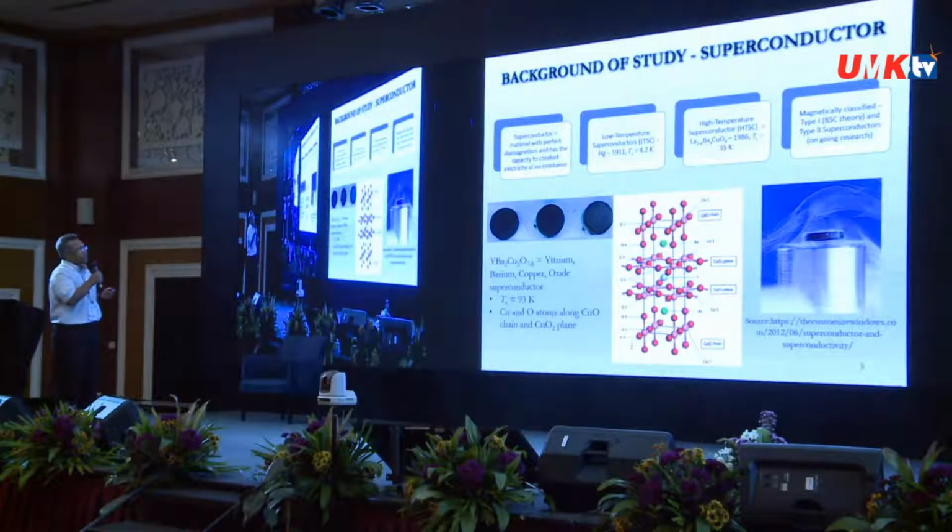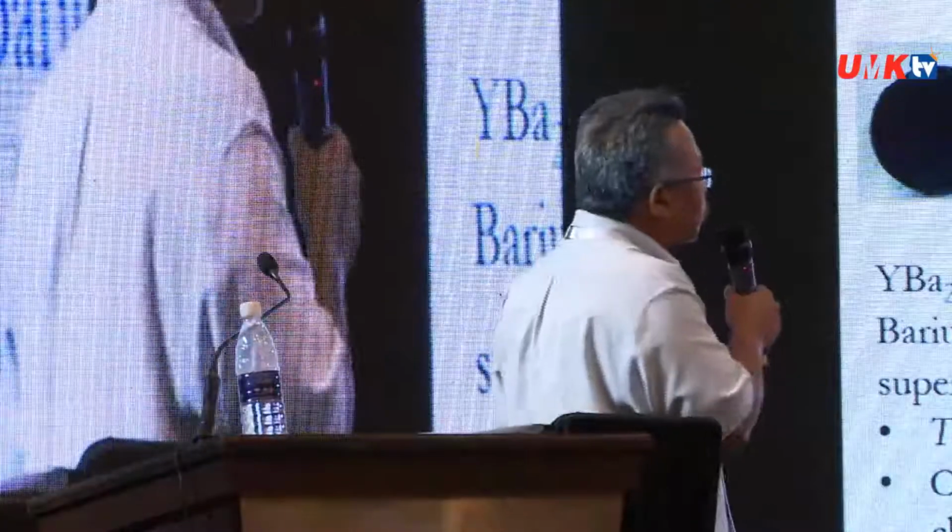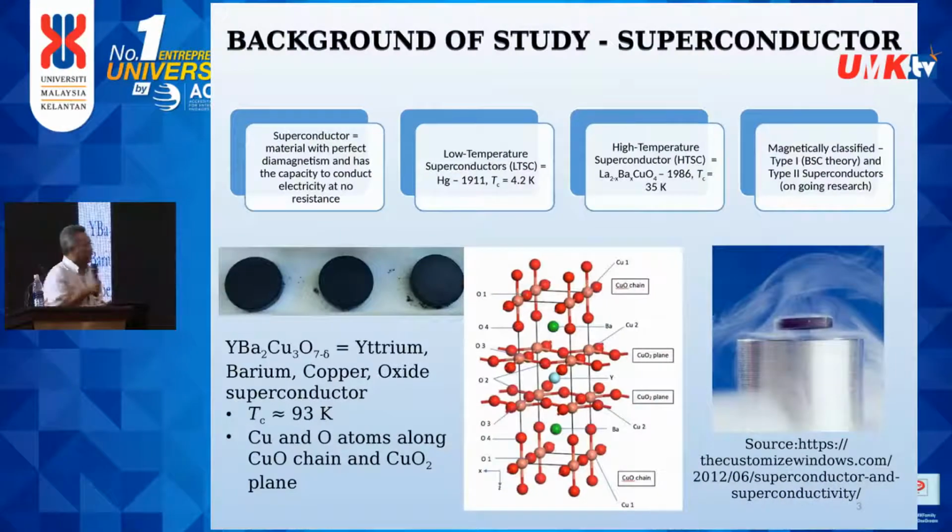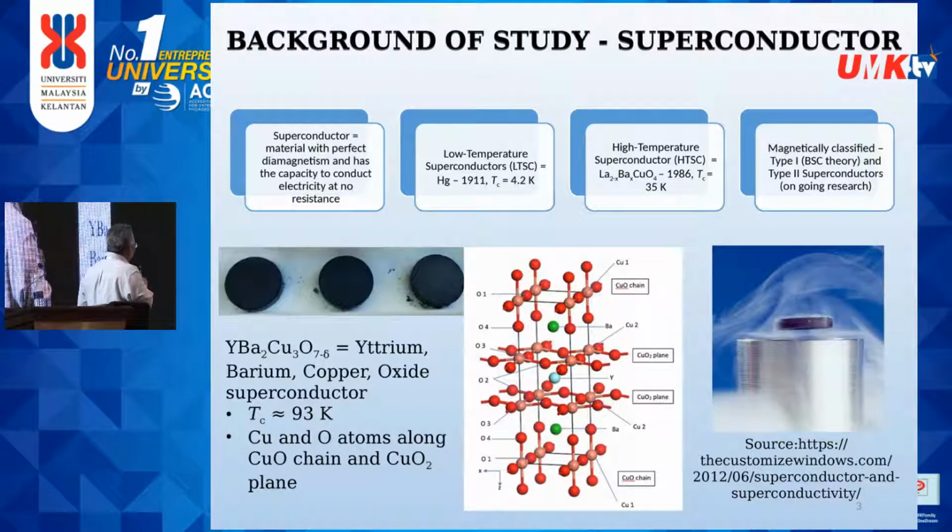A low temperature superconductor, such as mercury, was found in 1911 by Kamerlingh Onnes. Its Tc is about 4.2 Kelvin. And the high temperature superconductor, or HTSC, was found in 1986 by Bednorz and Muller in lanthanum barium copper oxide, and the Tc was 35 Kelvin. For magnetic properties, type 1 we can explain using BCS theory, and type 2 superconductors are still ongoing research. Right? So this is the YBCO superconductor, 123.